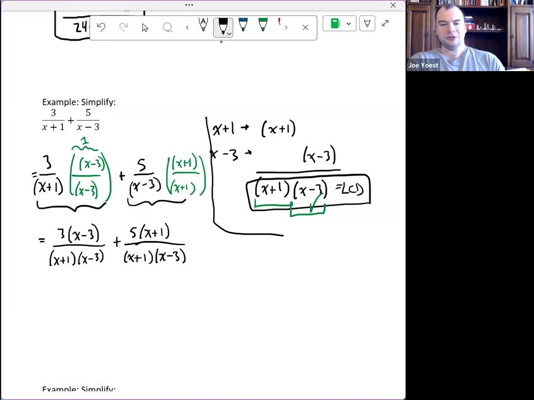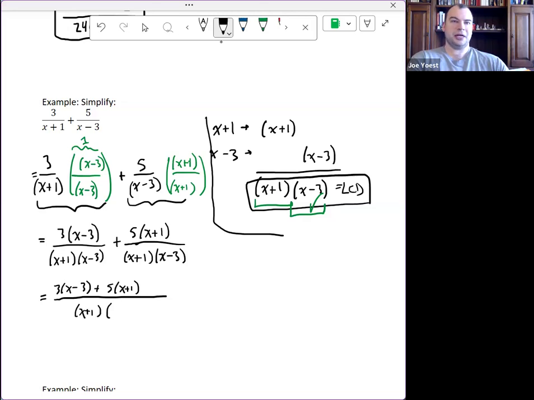Well, now I have two fractions with the same denominator. I add the numerators and put it over the common denominator. Remember, my denominator is just telling me the slice size. When I accumulate more slices or take slices away, that doesn't change the slice size. So just the same denominator.